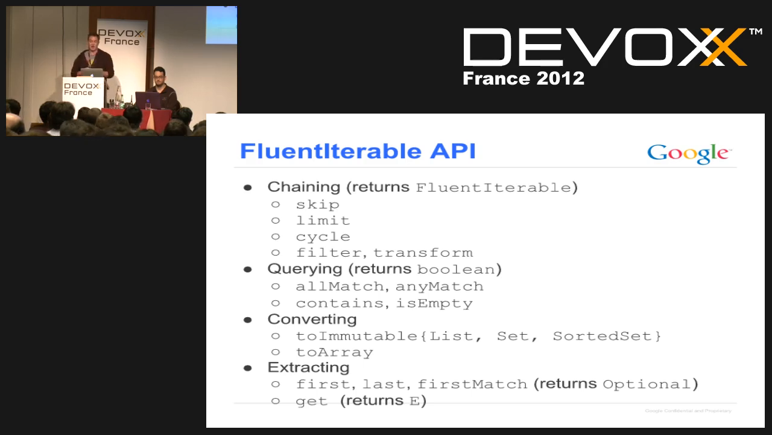Converting, as we saw in the last slide, you can also convert these. Once you have a Fluent Iterable, you can convert it to an immutable list, immutable set, or immutable sorted set. Or you can just dump it out to an array if you'd like.